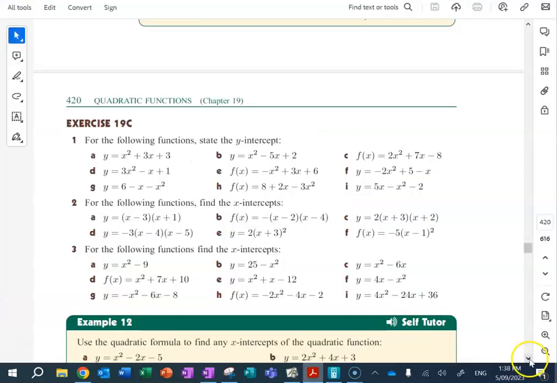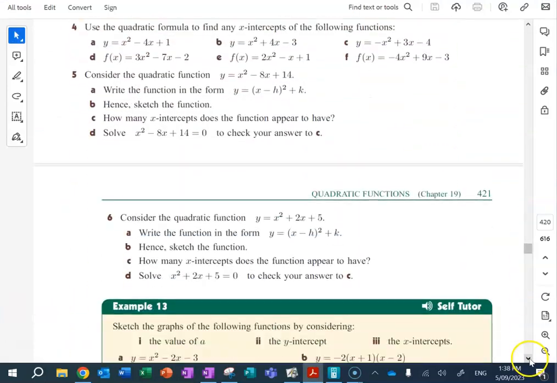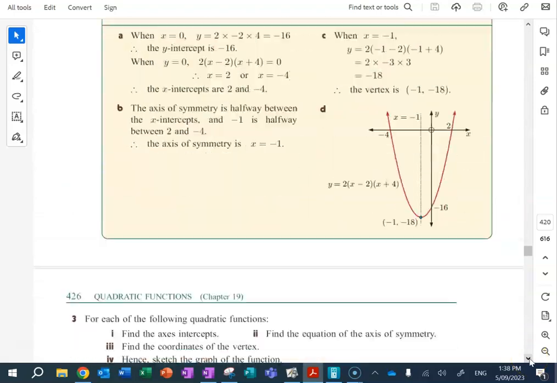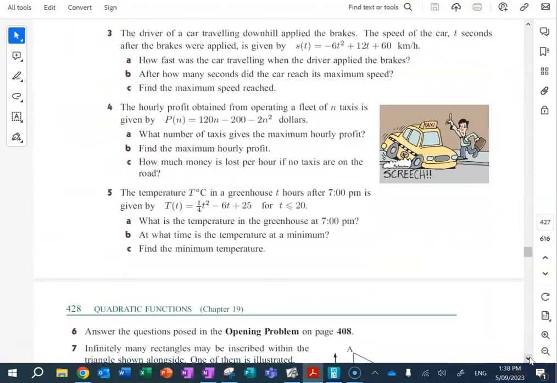If we scooch down and look at some of the applications that you're going to be using soon, oh, hell's bells, lots of work for you. Aren't you lucky? All right. We've got the profit obtained, so P for profit, and N stands for a fleet of N taxis, number of taxis. Then we've got capital T for temperature, little t is for time. So it just helps with the notation instead of everything always being y and x. Does that make sense? All right.